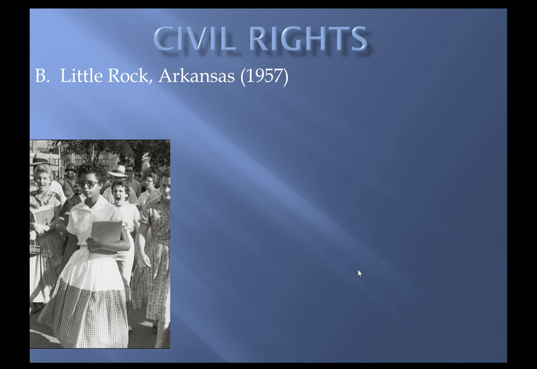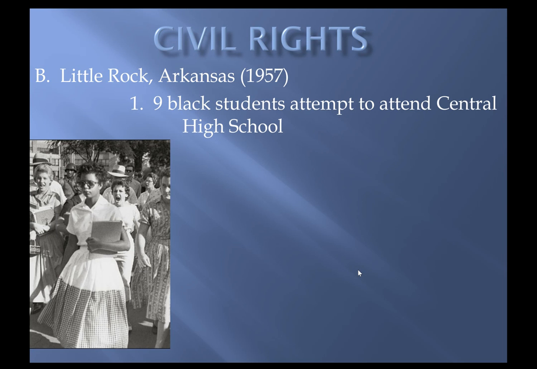Okay, the other big event we want to talk about under Eisenhower's term is in Little Rock, Arkansas. This is in 1957, so 3 years after the Brown ruling. And as we mentioned, many of these southern states were refusing to integrate their schools. So this event occurs in Little Rock, Arkansas at a high school called Central High School. 9 Black students attempted to attend Central High School. So they were the first students to integrate this school.